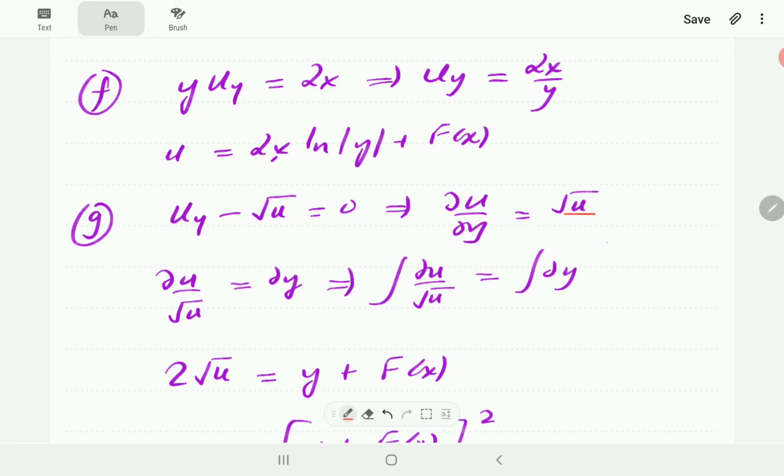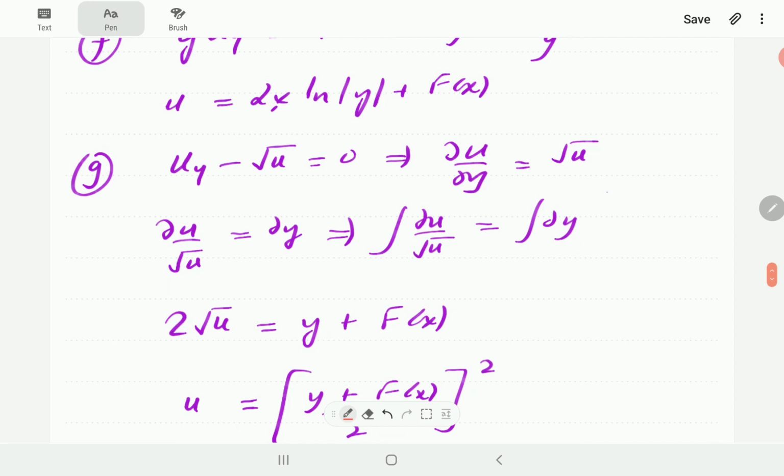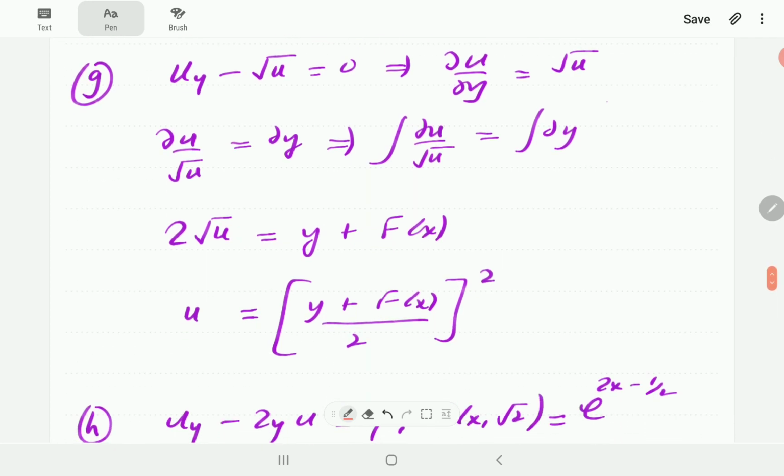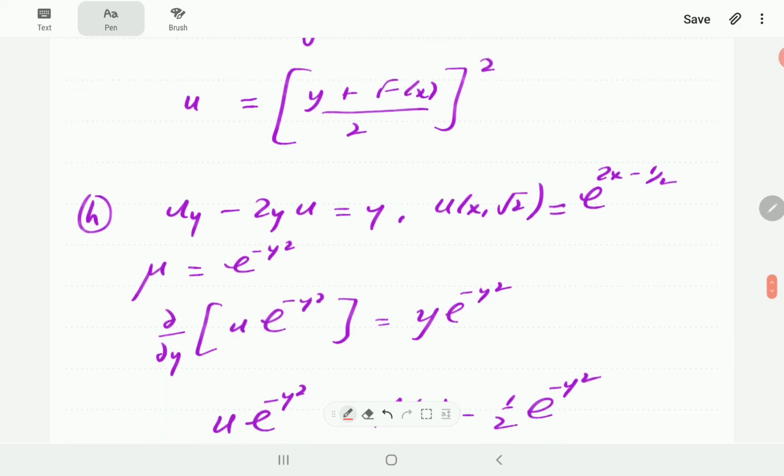This one, as first order, is only a derivative with respect to y. If we write it like this, we can separate variables just like in PDEs with the variable separable feature. We bring all the u's this side and we integrate. This integrates to y plus an arbitrary function of x. Making u the subject of the formula gives us that as the solution.